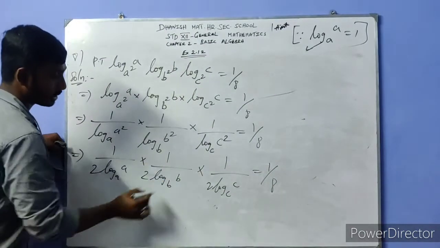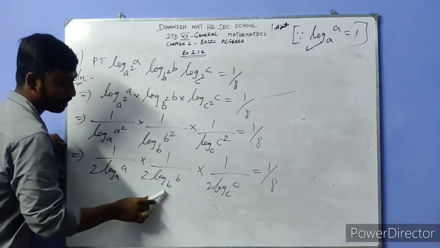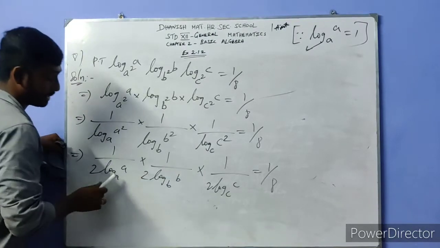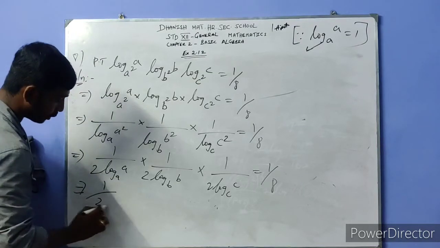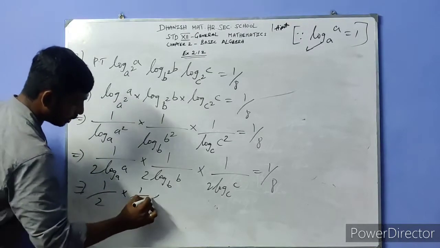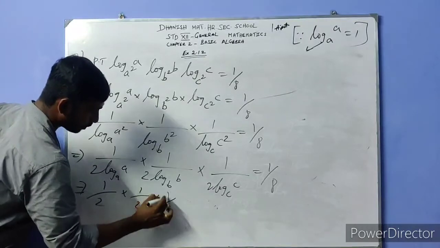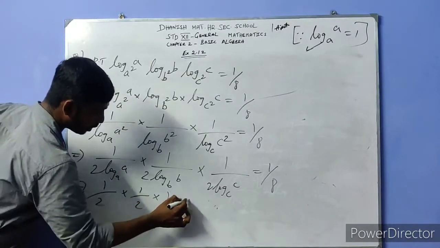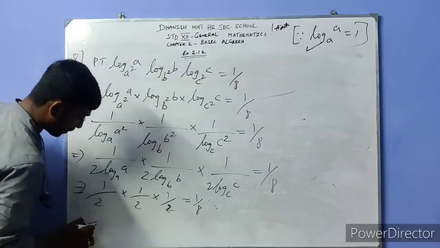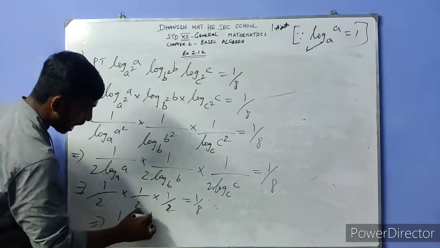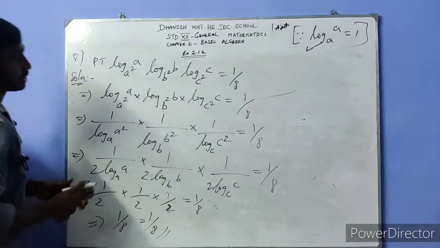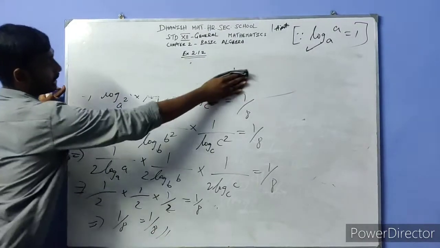Here we are cancelling this one. What is the value of this one? Log A power A will be 1, log B power B will be 1, log C power C will be 1. So what is the value we are getting? 1 divided by 2 into 1 divided by 2 into 1 divided by 2, so equals 1 by 8. Here itself we are getting the 1 by 8. So LHS equals RHS. This was a proof. So let's see the 9th question.